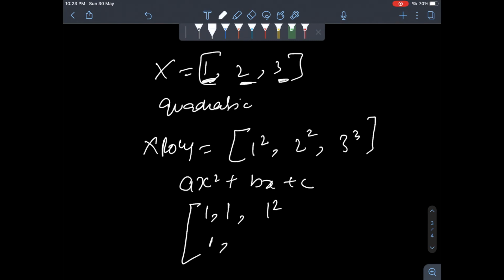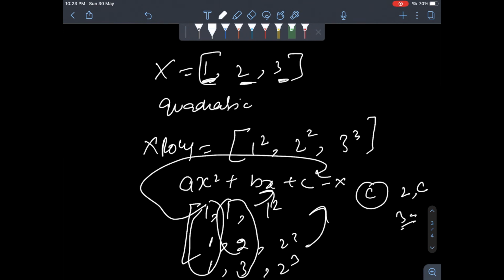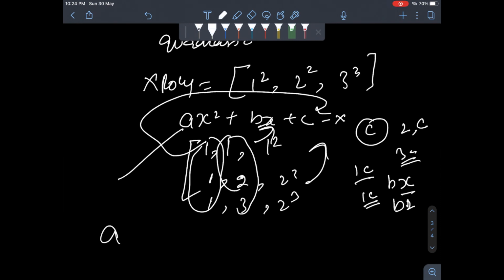We will be having 1, 2 and 2 squared. We will be having 1, 3 and 3 squared. This 1 is the constant, that is this c, and these are for this. So we can see that for c the value of x is 1, 1, 1, that makes it c. Else it could have been 2c, 3c, but we have 1c, and here we have bx, that is b times 2 for 2, and for here we have a times 2 squared.